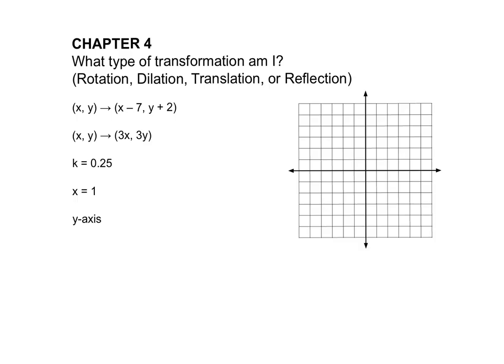A dilation means that you are making it smaller or bigger, okay? The triangle is going to get much larger, it's going to get much smaller. Okay? And we call that either a reduction or an enlargement.